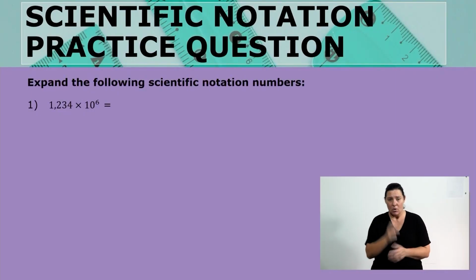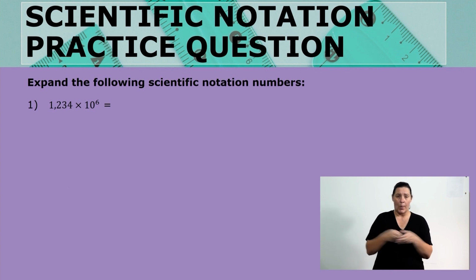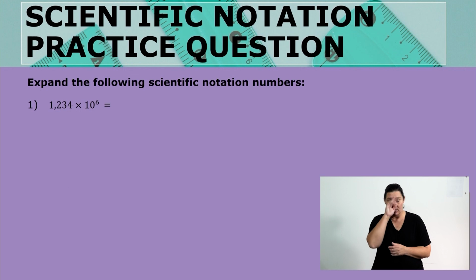So we were working on scientific notation, and we were converting big numbers or very small numbers to scientific notation. But now we are going to expand the following scientific notation numbers. We are given the number in scientific notation, and we need to take it back to that very big number or that very small number. Let's see how we can do that.